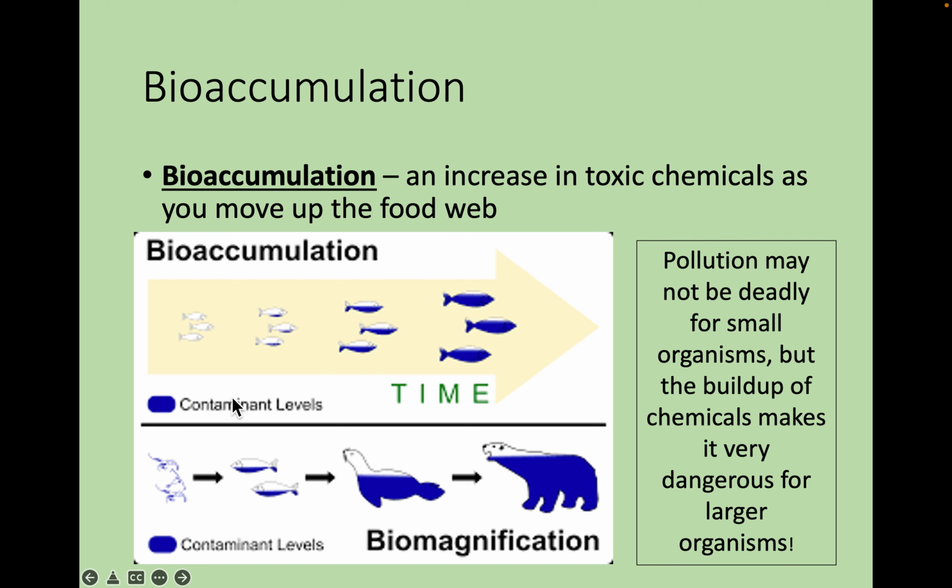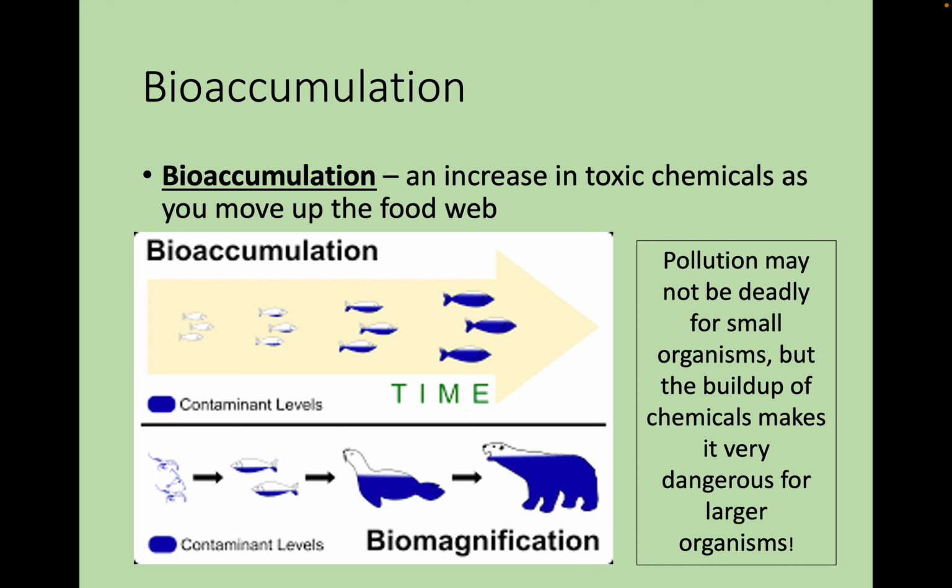They get eaten by a predator. Well, now that predator has a little bit of pollution in them. They get eaten by a bigger predator who now has more pollution. So as it goes up, the amount of pollution increases. And by the time you get to that big last predator, it can be deadly.